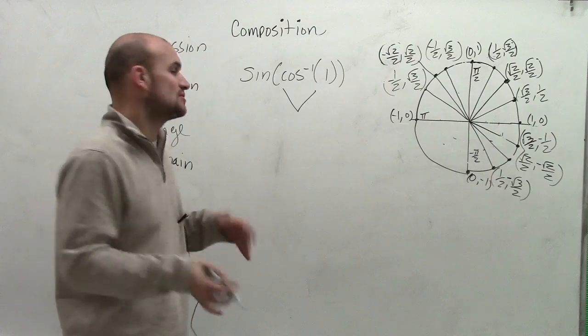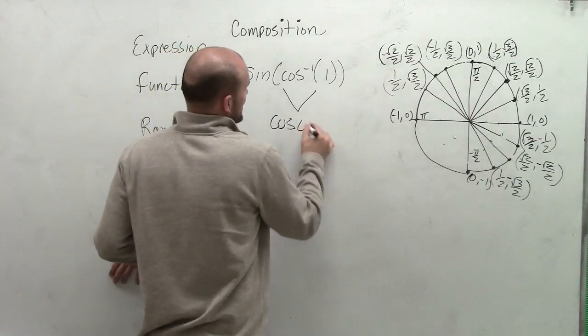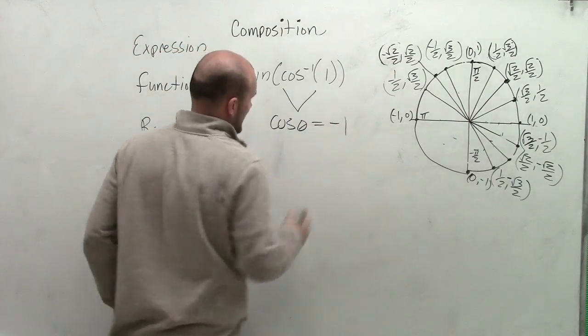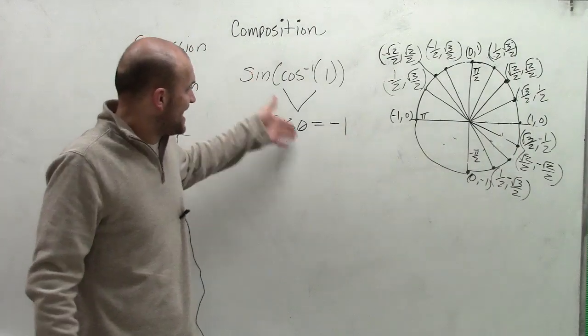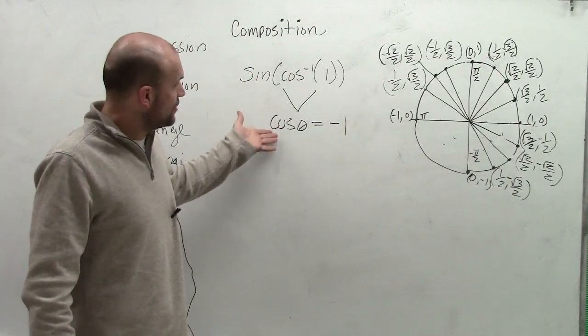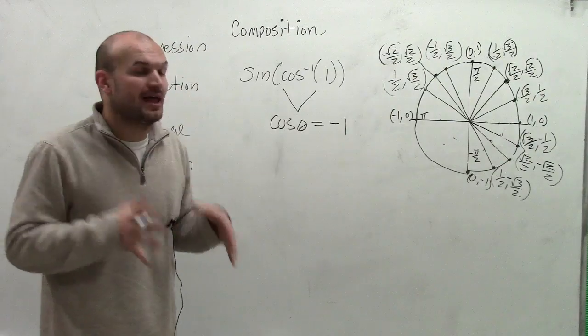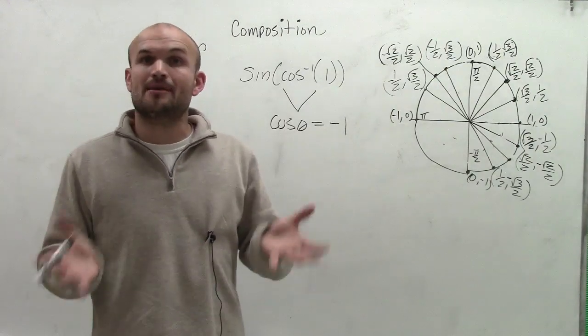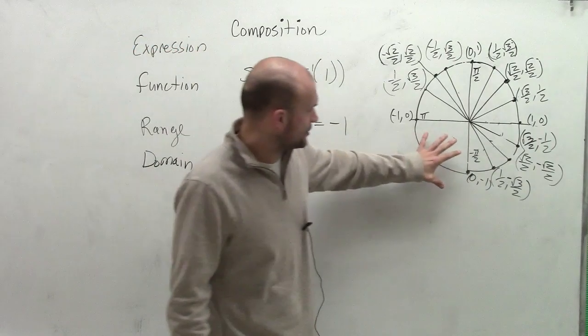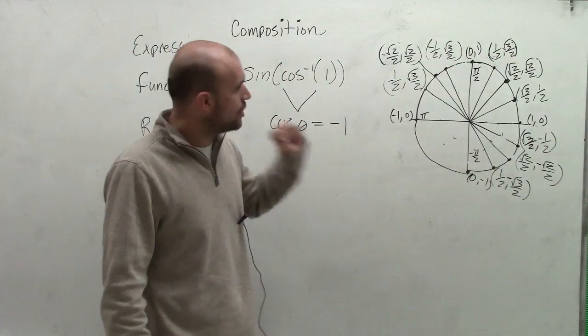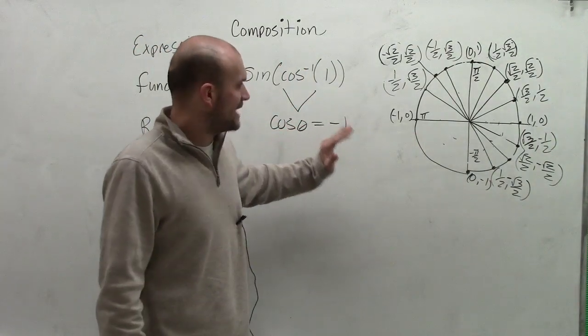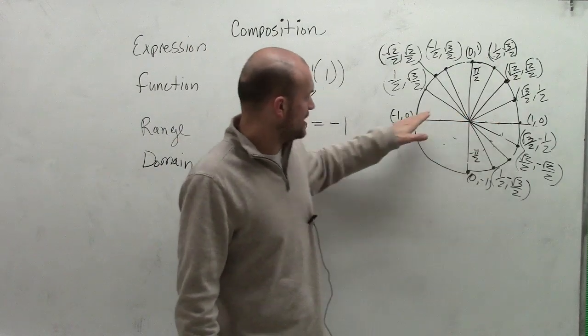And remember, the inverse cosine of 1 states the cosine of theta is equal to -1, meaning I need to find the angle theta that when I take the cosine of it equals -1. And it's very important that this angle has to be within the range of 0 to pi. So I go to my unit circle and look for the angle when cosine is equal to -1, between 0 and pi.